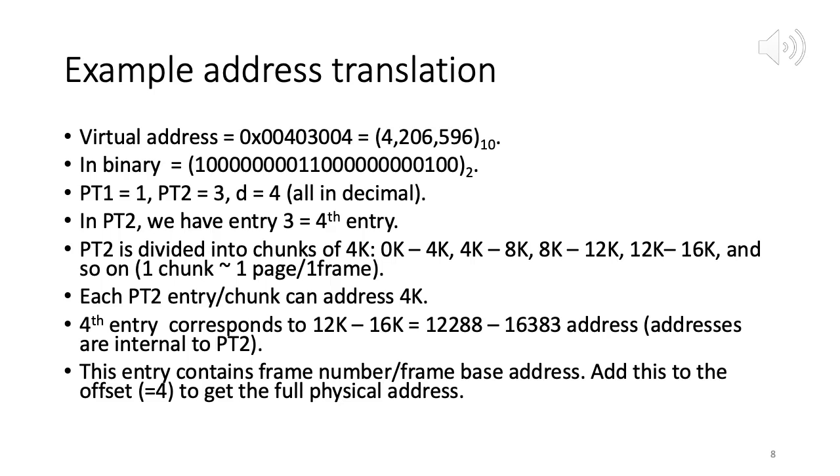So 12K to 16K, which means this fourth entry would correspond to addresses 12288 to 16383 within that chunk. So we just look into this entry and it would contain the frame number or frame base address. Add this to the offset, and get the full physical address.